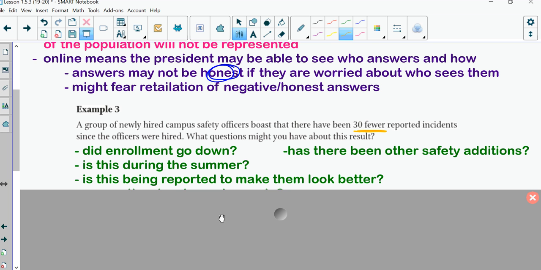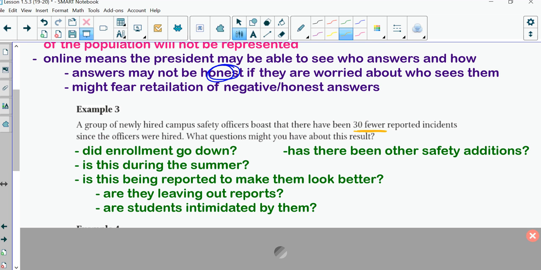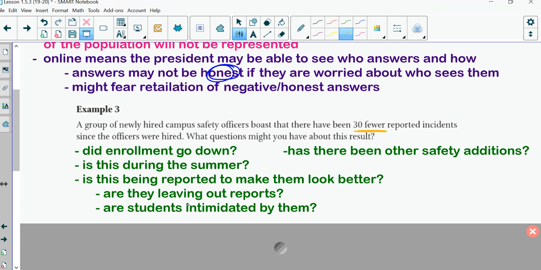Meaning like, are they trying to boast that this is, oh, there we go, I had reasons. Are they leaving out reports? Meaning like minor reports, maybe they're not counting because they're like, oh, well, that was just a student who was wrong, or in a minute or two it was dropped or something like that. So are they leaving out reports?